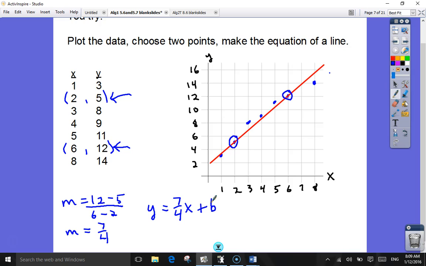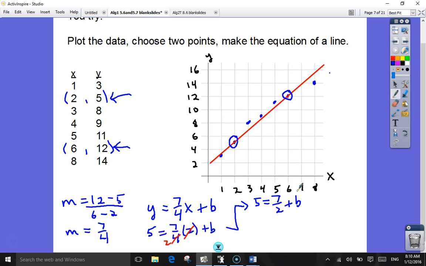Okay, then use one of your points. Does it matter? Probably 2, 5. Let me do that. 5 equals 7/4 times 2 plus b. So 5 equals 7/2. The 2 cancels, right? I can cancel that 2 with that, and it leaves a 2 behind. So that's 7/2 plus b. So what is 5 minus 7/2?